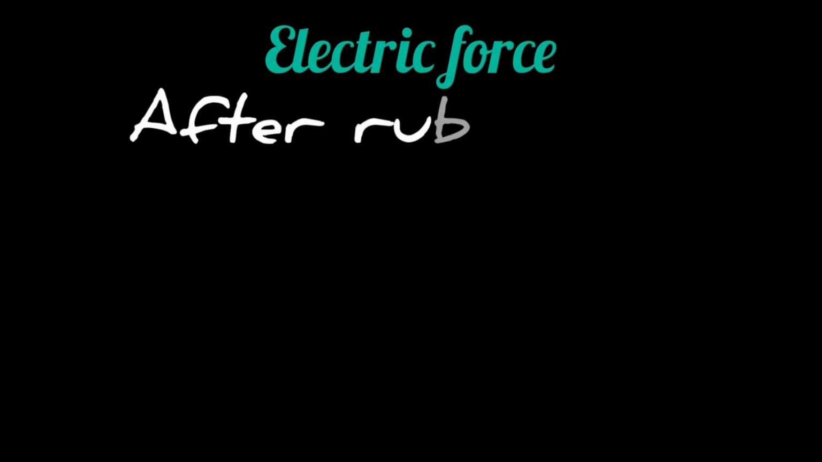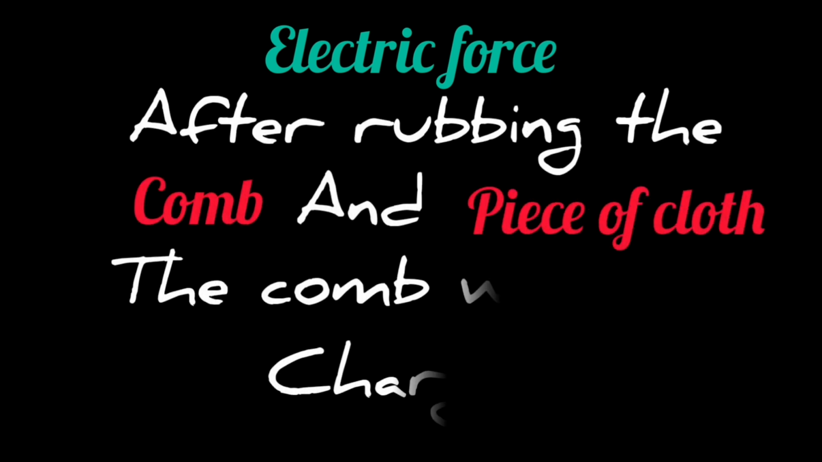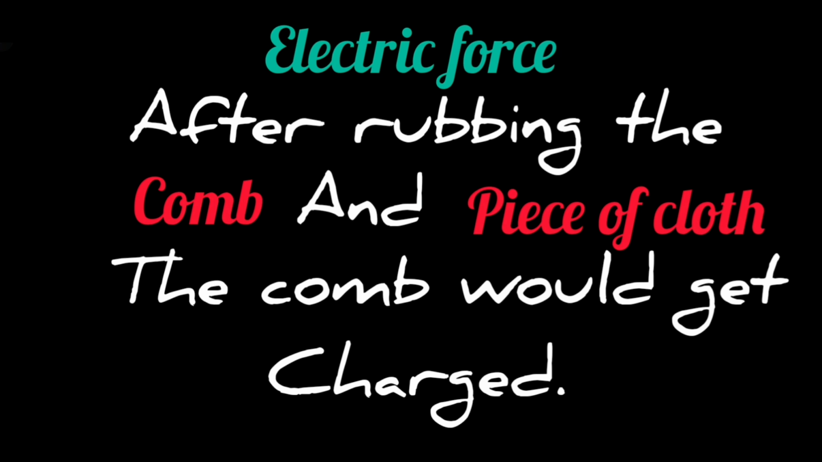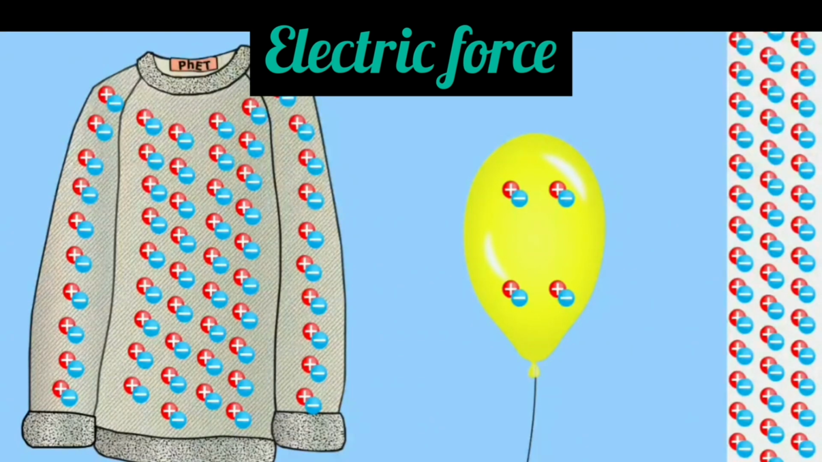As an example, in the comb and papers experiment, we saw some movement of electrons between the comb and the piece of cloth. Therefore, the comb would become charged. An equivalent example is the example of the balloon and the wall. As you see, right now all of them are neutral, meaning the number of protons and electrons are equal in each one of them. And we know that some materials would attract electrons more than some others. Some want to lose electrons, some want to attract electrons. The reason for this would be explained later.